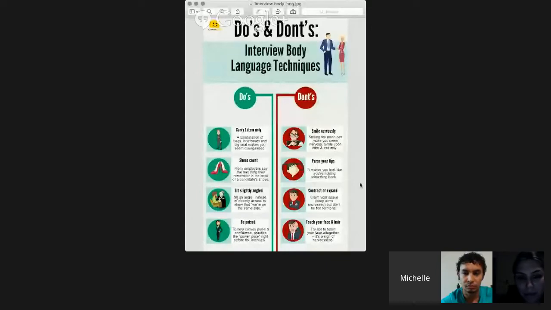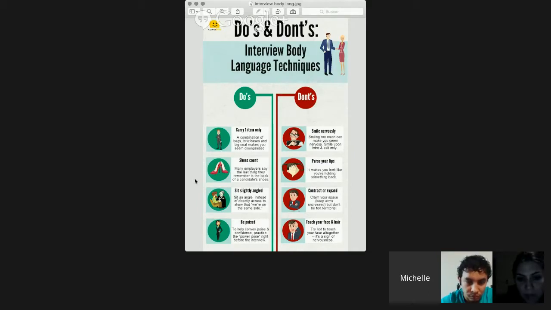So class is almost over, but before we end, I want to go through a few little tips about body language. These can be important because you're making your first impression when you go for an interview. There are just some do's and don'ts. They're not necessary, but they're good ideas. Only carry one item, don't show up with a backpack and a bag and a purse and everything. Make sure you dress well, sit sort of angled, and be poised.